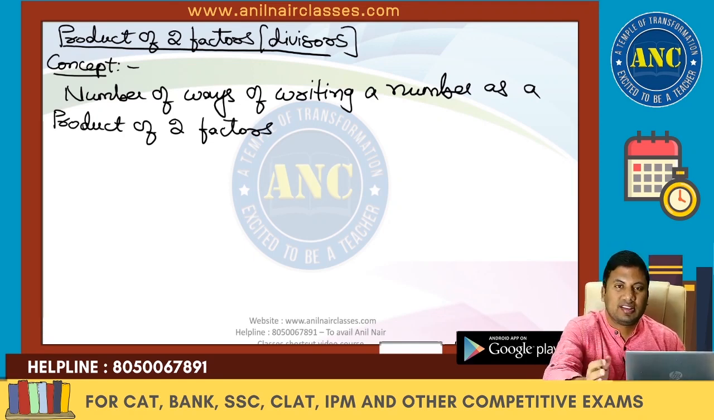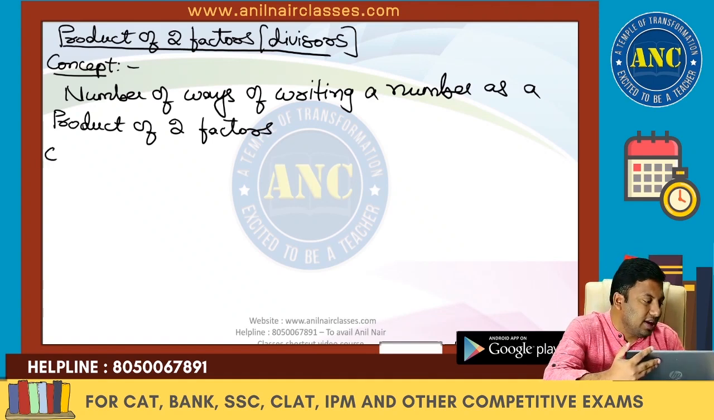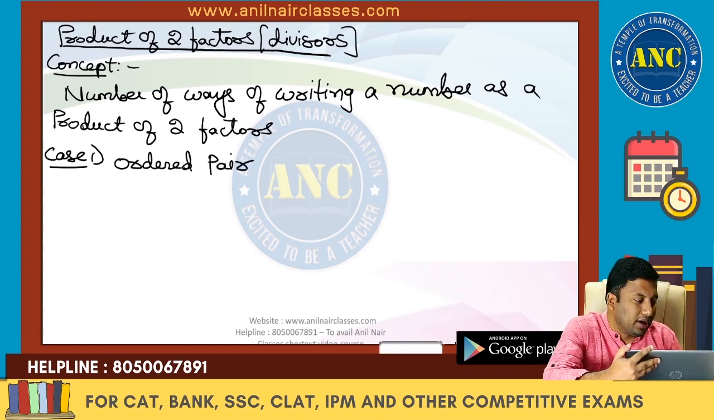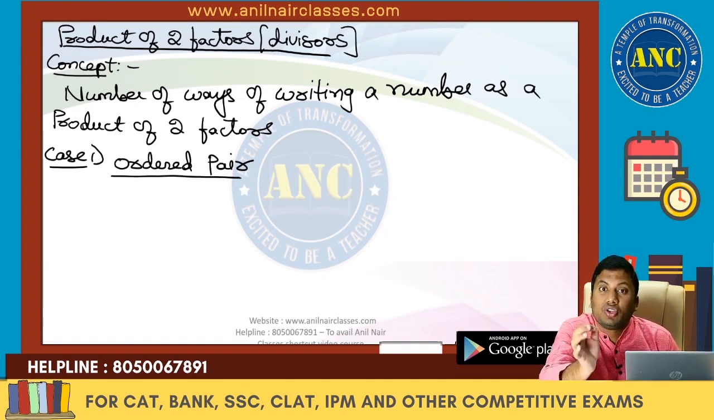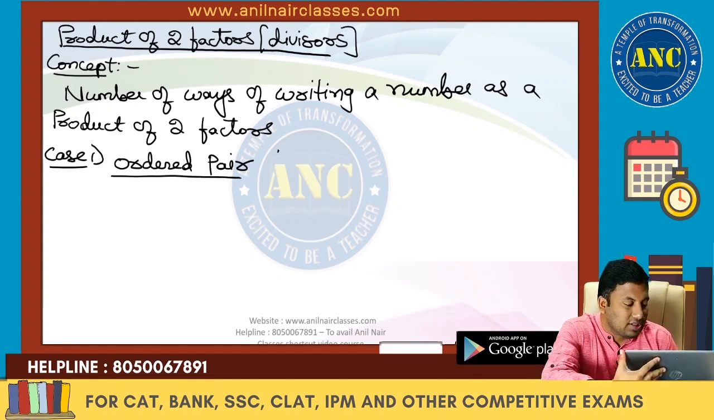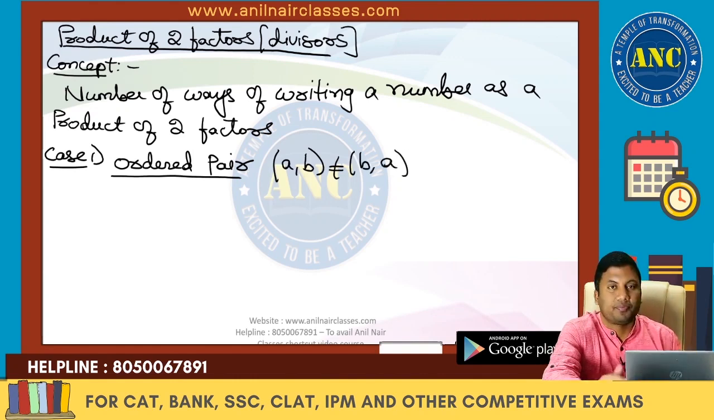There are two cases. We will do case by case. Case 1, which is an ordered pair. What do you mean by an ordered pair? The order in which you write the variables matters. Order also matters. That means A and B is quite different from B and A.